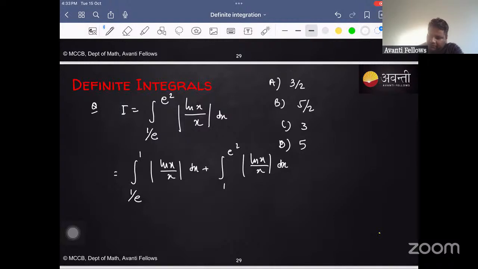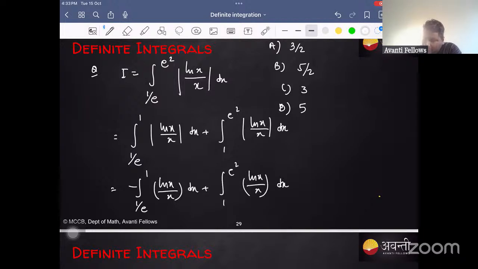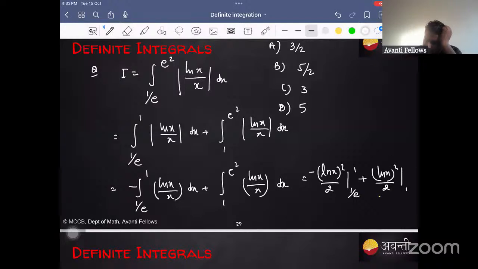Now, in this 1 by e to 1, ln x is negative, x is positive. So this ratio is negative. So we will open this mod with a negative sign. So 1 by e to 1, it is minus of ln x by x dx plus 1 to e square, it is ln x upon x dx. Now, the integration of ln x upon x will be ln x whole square by 2. So it is with a negative sign ln x whole square upon 2 limit 1 by e to 1 plus ln x whole square by 2 limit 1 to e square.